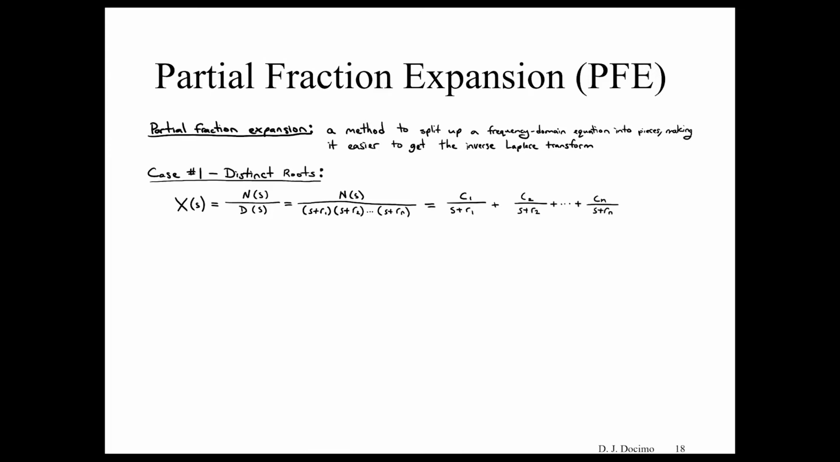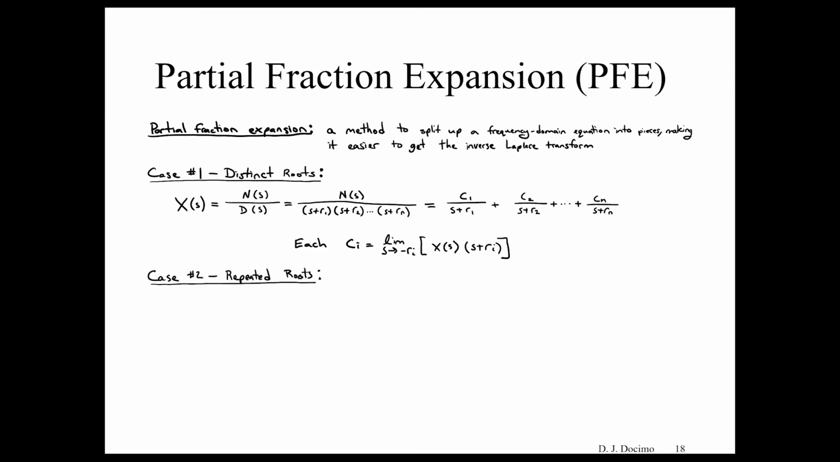We can say that this system is equal to some constant c1 over s plus r1, plus some constant c2 over s plus r2, and keep going until we get to rn, where n is our final root. Then we can solve. There's a direct formula for this: c of i is equal to the limit as s approaches negative r of i of X of s, our original equation, times s plus r of i. So when it's X of s here, it's really referring to this equation right here. That's how we can solve for all these c of i and end up with a simpler equation.